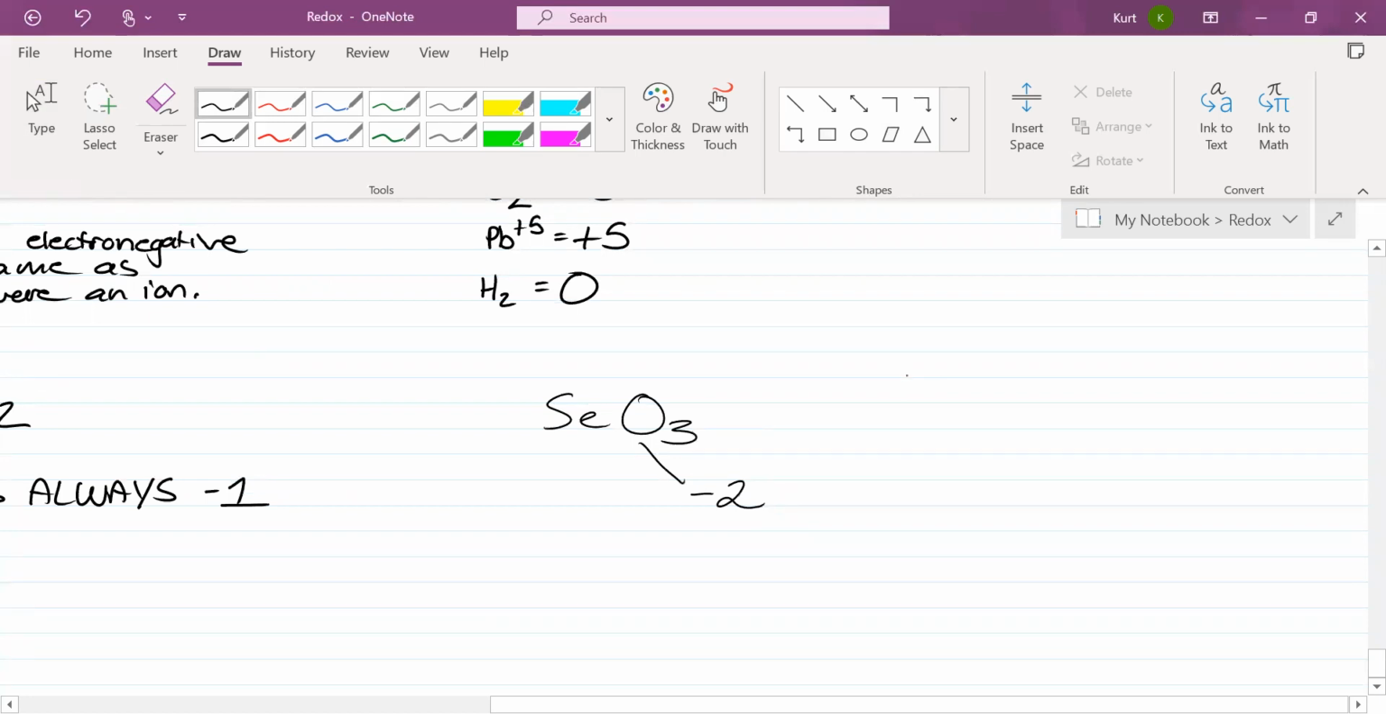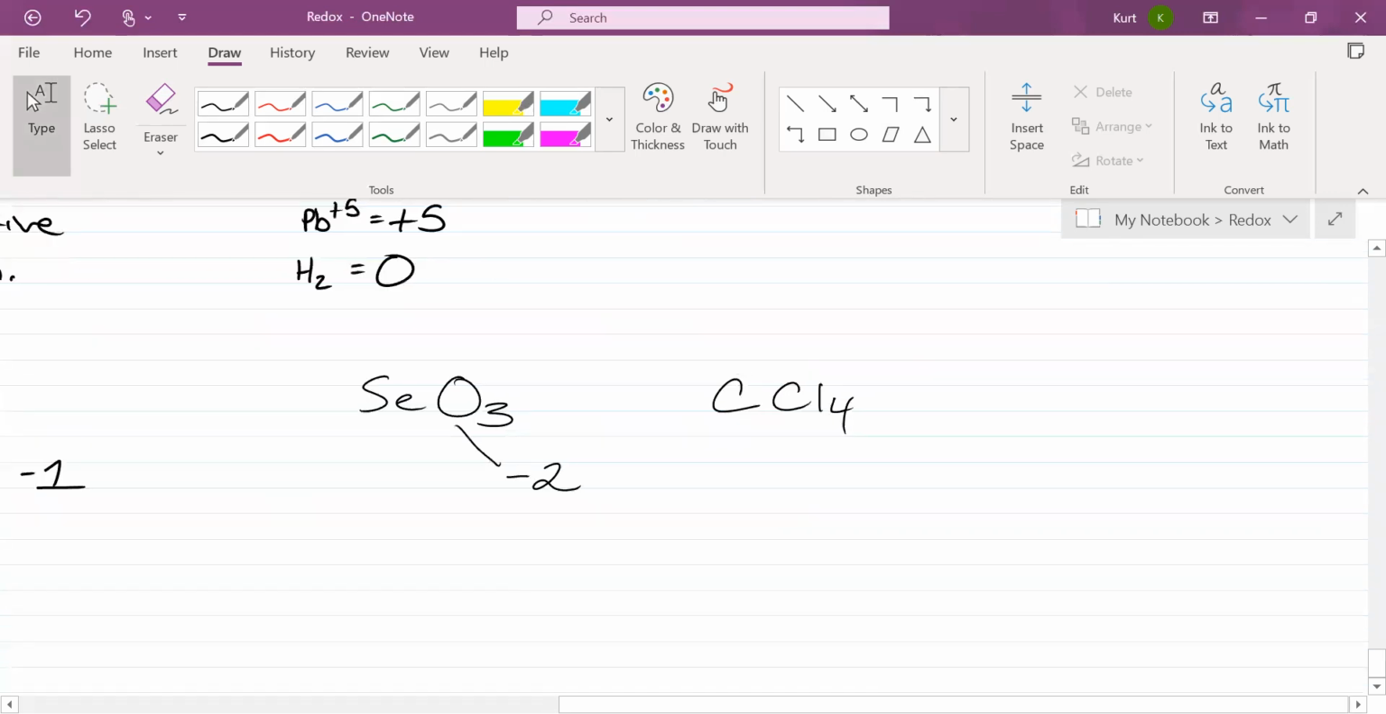I got to think of these. I make these up. That's easy. What's more electronegative, carbon or chlorine? Chlorine. So what is its oxidation number? -1. Correct.